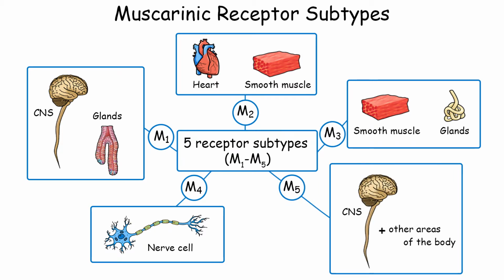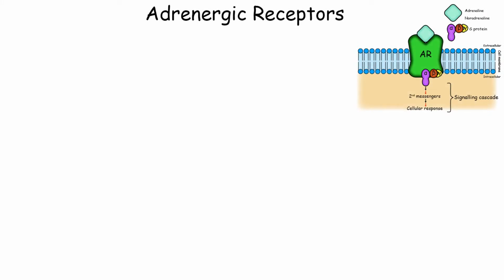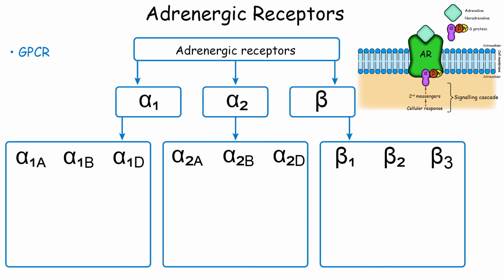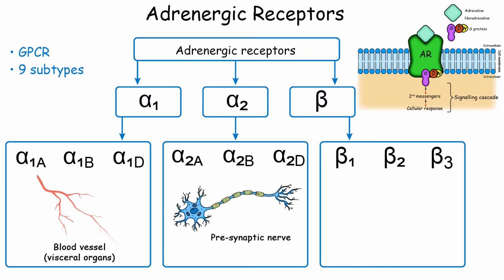Like muscarinic receptors, adrenergic receptors are also GPCRs. There are two main types of adrenergic receptors, alpha and beta, which are further divided into 9 subtypes. Alpha-1 adrenergic receptors are predominantly expressed in smooth muscles, such as blood vessels of visceral organs. Alpha-2 adrenergic receptors are predominantly expressed in presynaptic nerves.